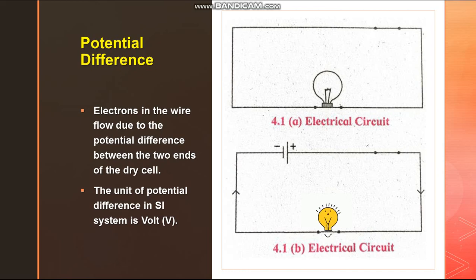In figure 4.1a, there is no current as there is no potential difference in the absence of any cell. Current starts flowing in the circuit as soon as the potential difference is applied. Electrons in the wire flow due to the potential difference between the two ends of the dry cell. These flow from the negative terminal of the cell to the positive terminal. Conventional current flows in the opposite direction and is shown in the figure by the sign of an arrow. The unit of potential difference in the SI system is volt.